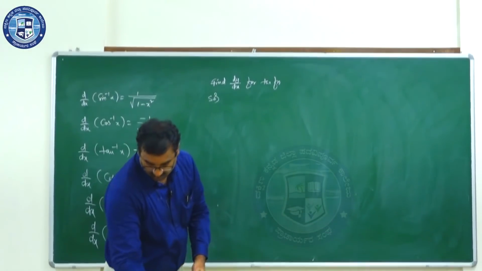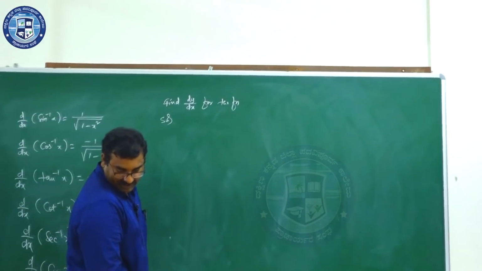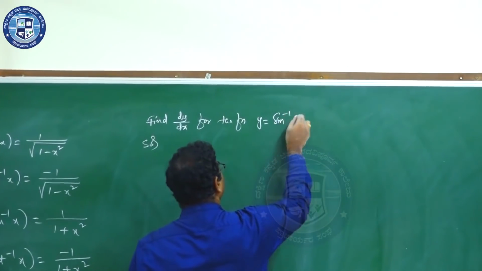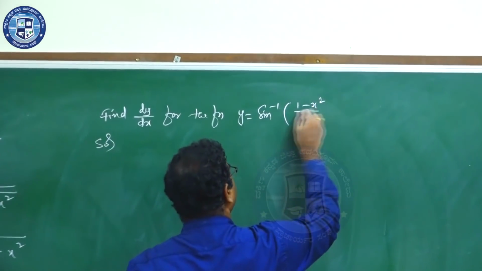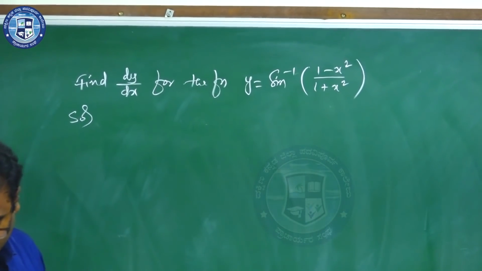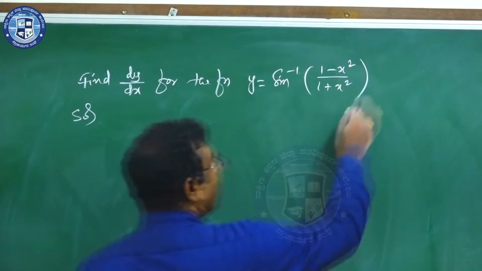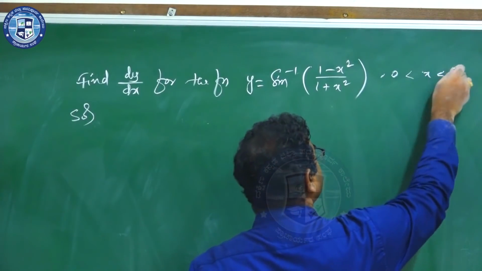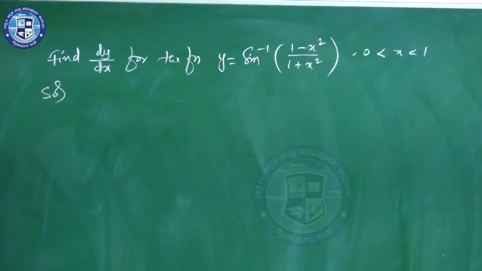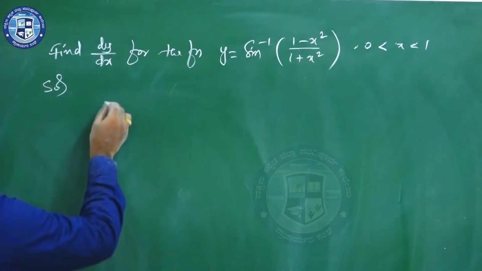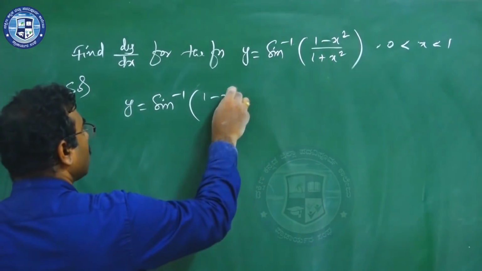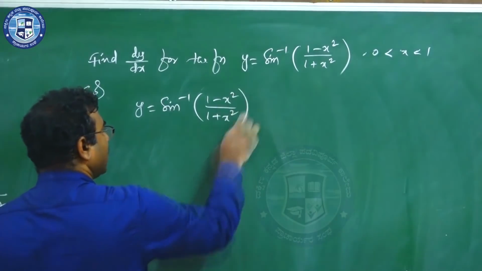y is equal to sine inverse of 1 minus x square by 1 plus x square, with 0 less than x less than 1. Like this the problem is given to you. Given function y is equal to sine inverse of 1 minus x square by 1 plus x square.